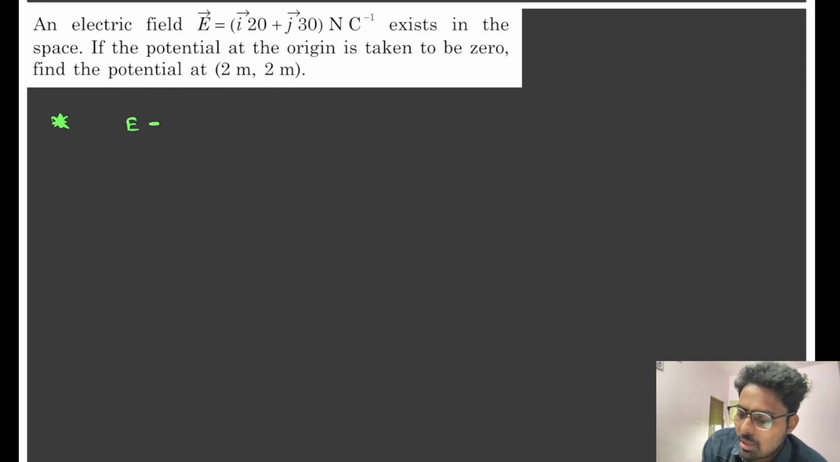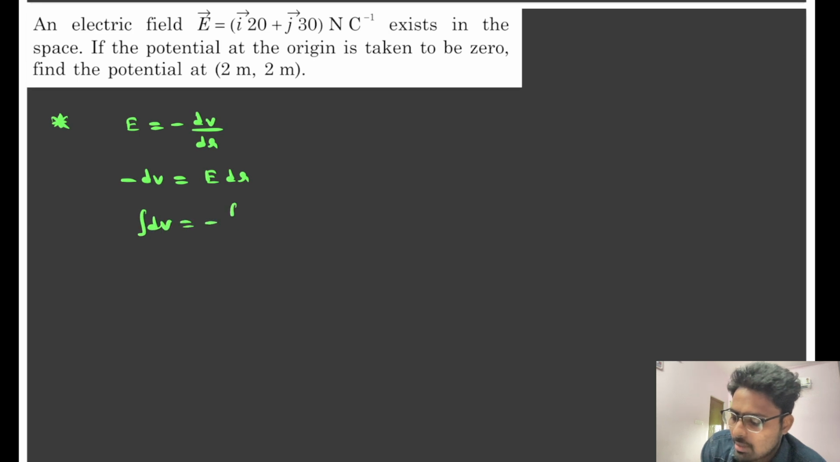Already you know E is nothing but minus dV by dr. So from here you get minus dV equal to E dr. When I integrate, integral dV is nothing but minus integral E dr. But when the electric field is given in vector form, instead of simply writing E dr, you need to write E bar dot dr bar.